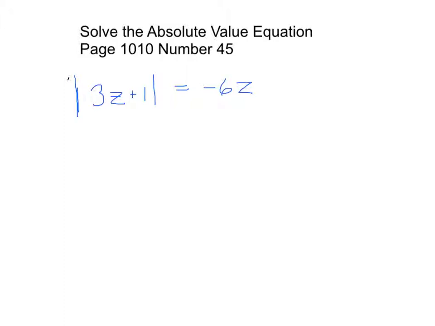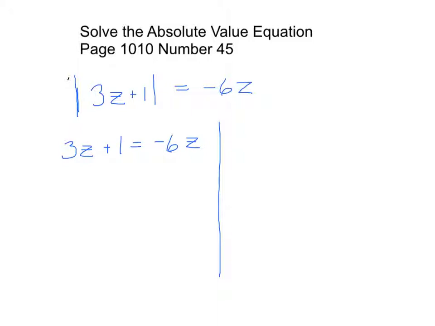So the first one is the positive version. I am going to drop the absolute value signs and just copy the problem exactly the way it is. Now the second solution is the negative of that.